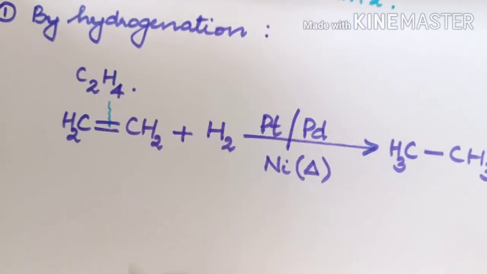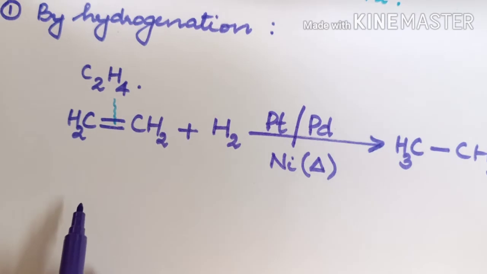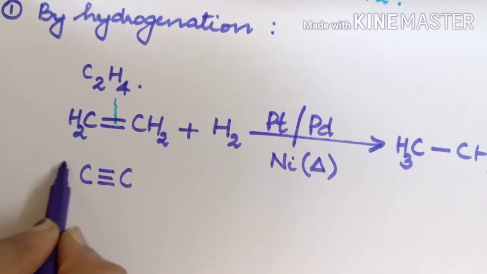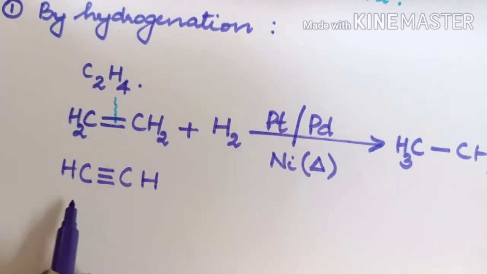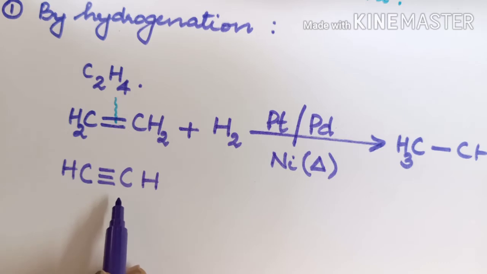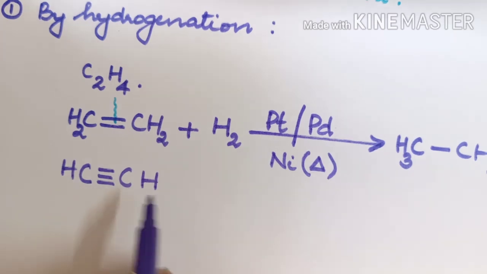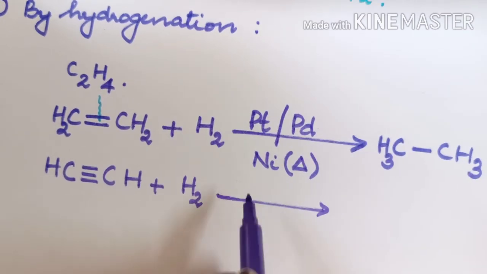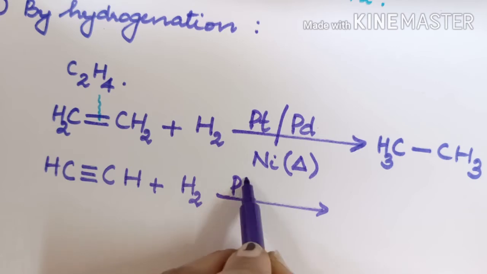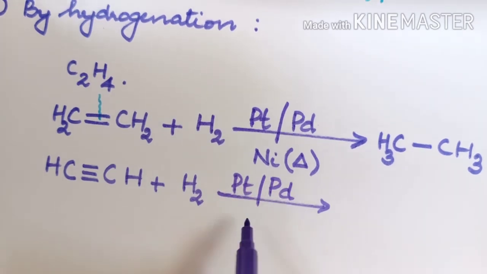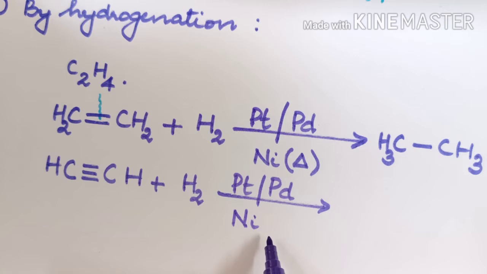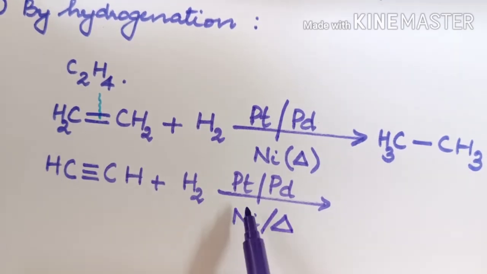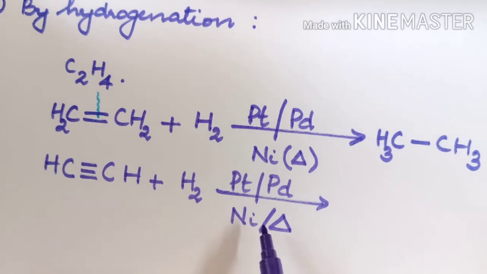The same happens with ethyne also. What is ethyne? Ethyne has the formula C triple bond C with 2H on either side. So this is ethyne, which is commonly known as acetylene. When it is subjected to hydrogenation, the same reaction happens. It happens in the presence of platinum, palladium or nickel. If you are using nickel as the catalyst, we have to heat the compound. Otherwise, you find that the products are not formed.